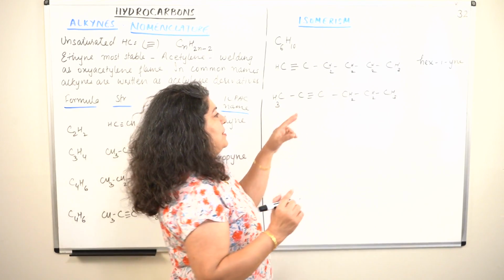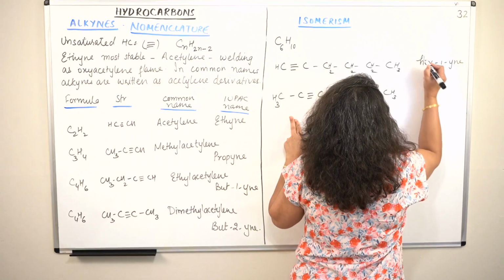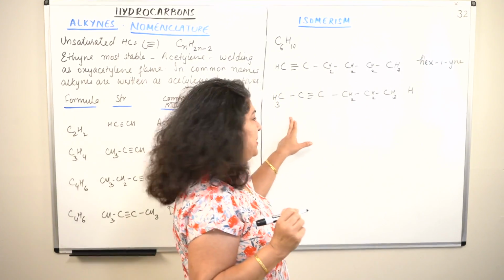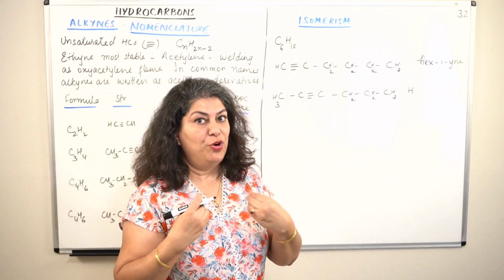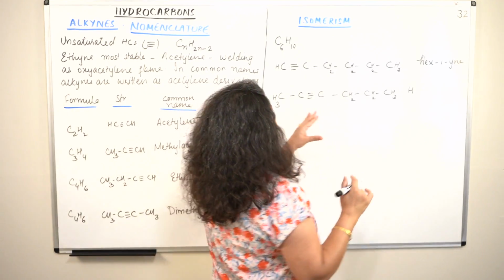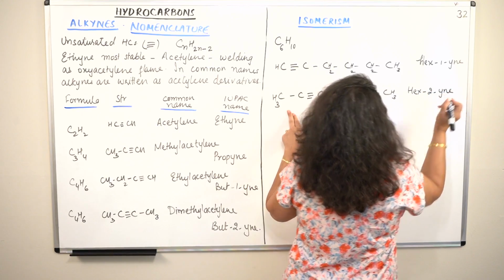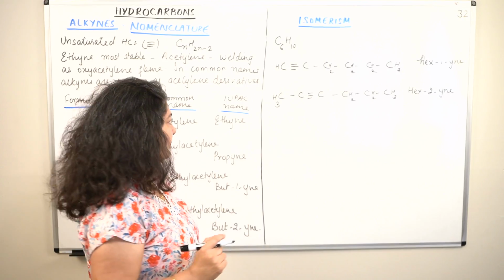Now how would you name this? This should be a capital. When you're writing in IUPAC nomenclature, you start the name with a capital letter, just as when you write your name, you start with a capital letter. So this would be Hex-2-yne. The yne is on the second carbon.